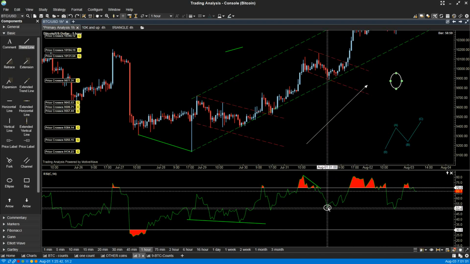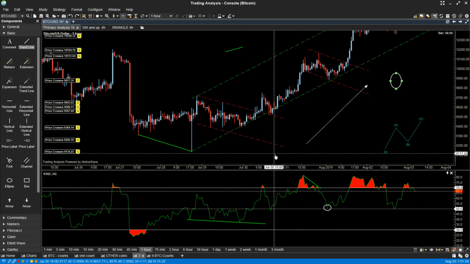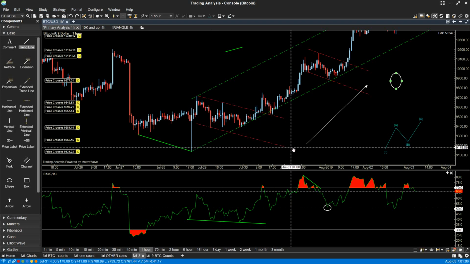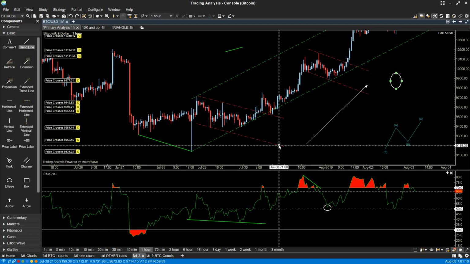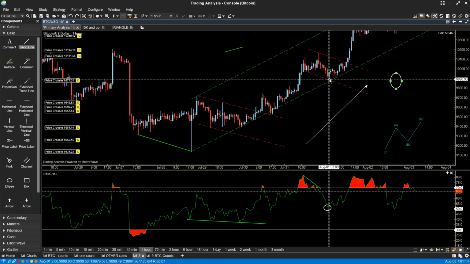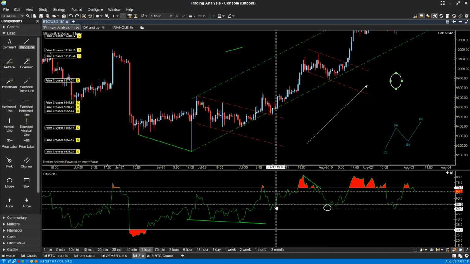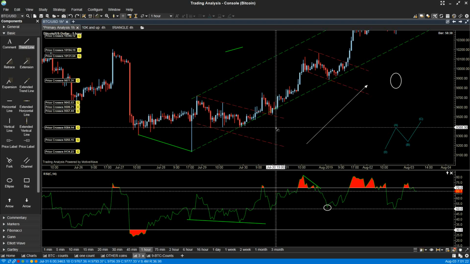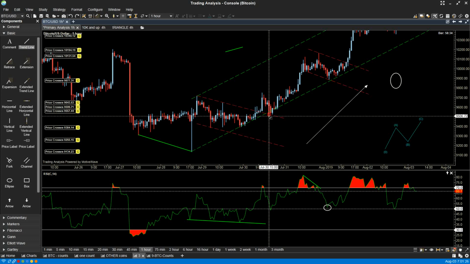Now, at this pivot right here, like I told you, always at the end of the red correction, at the end of the red channel, you have to have a divergence, or you have to have a reason why the market continues up. Why did the market stop right here and continue up? Let's see why. Let's again grab our Fibonacci tool and let's look between this pivot.